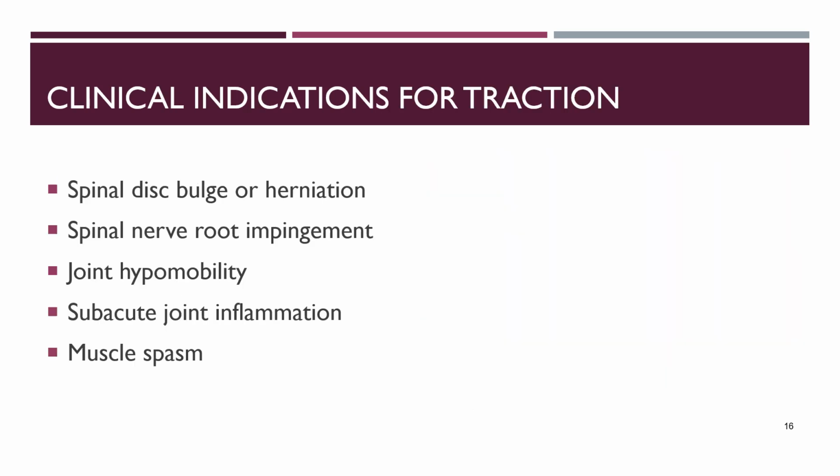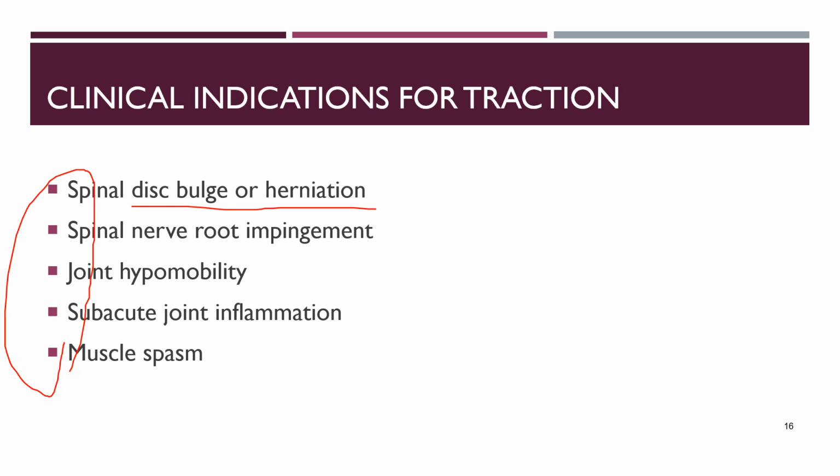So what are the indications for spinal traction? Well, you can see them all right here. So we talked about disc bulging or herniations. If your patient has a disc herniation, we can use mechanical traction and position our patient in the best position to help reduce that bulge or that herniation.